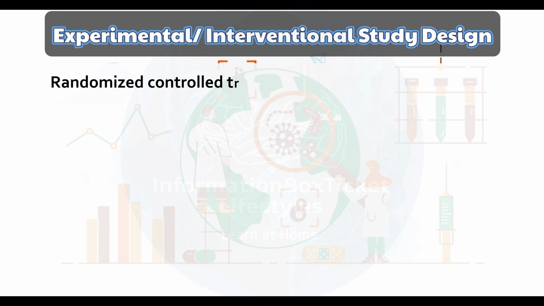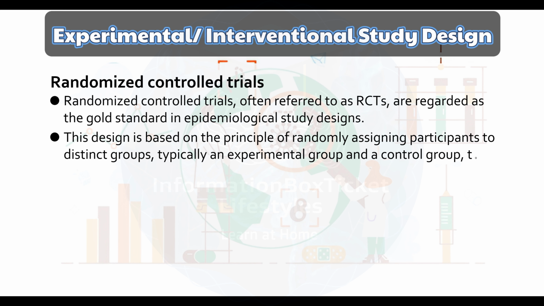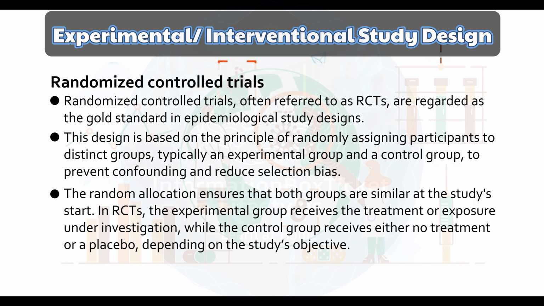Randomized controlled trials. Randomized controlled trials, often referred to as RCTs, are regarded as the gold standard in epidemiological study designs. This design is based on the principle of randomly assigning participants to distinct groups, typically an experimental group and a control group, to prevent confounding and reduce selection bias. The random allocation ensures that both groups are similar at the study's start.